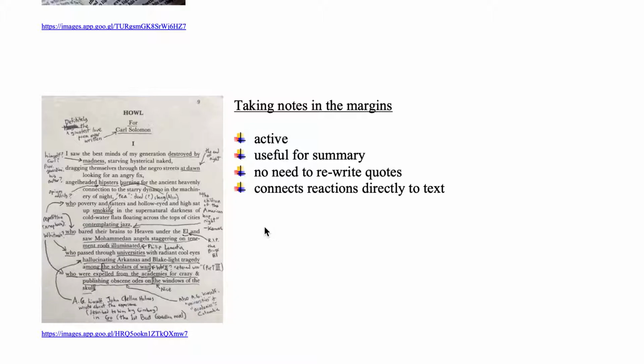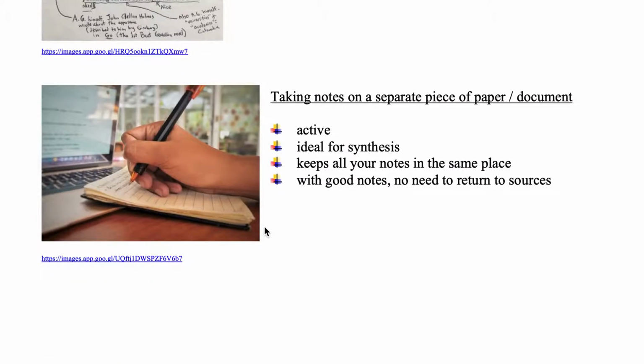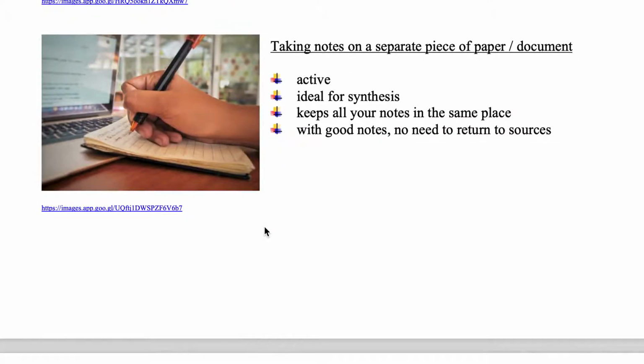So here's a form of note taking that can be effective, and a lot of us maybe have tried, but I think for synthesis writing, there's absolutely a better way to take notes, and that is where you take notes on a single piece of paper or document. Maybe that's a piece of paper in a notepad, or it might just be a document on your computer. Again, this is active because you're actually typing stuff out.